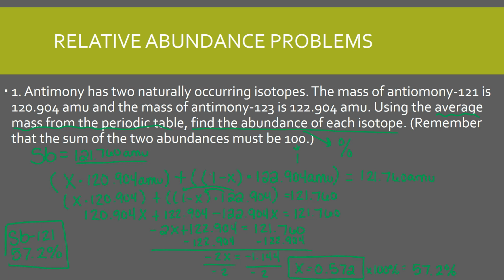So I need to take 1 minus x. So 1 minus 0.572. Or you could take 100 minus 57.2, and that's going to give me my Sb 123, and that is going to be 42.8%. And we have worked out those two abundances.